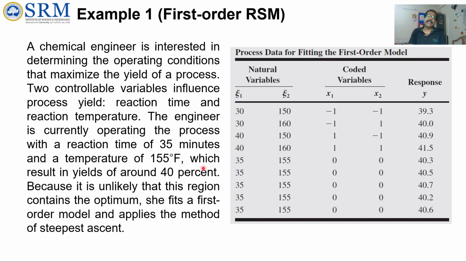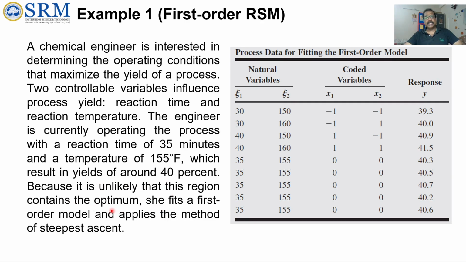So the chemical engineer is getting yield under the current operating condition, where reaction time is 35 and reaction temperature is 155 degrees Fahrenheit. For that they are getting 40% response, or output, or efficiency, or yield we can consider, and they want to maximize that 40%. So they gave the current operating condition, and they want to maximize that yield. It is unlikely that this region contains the optimum.